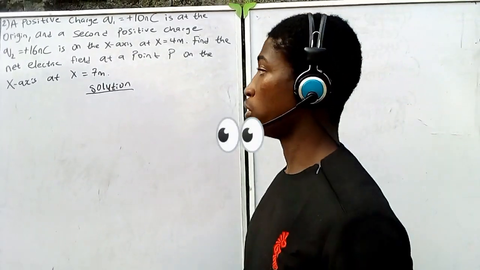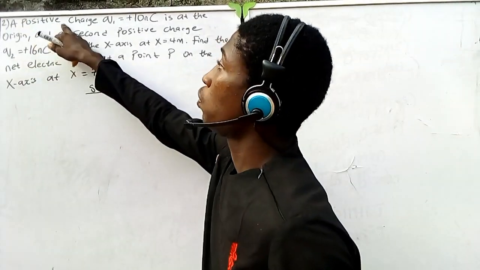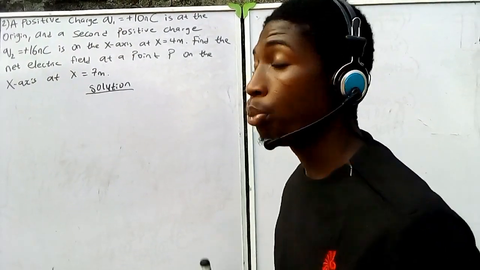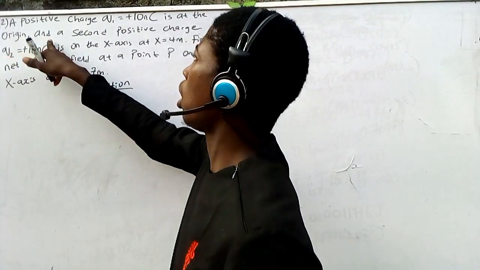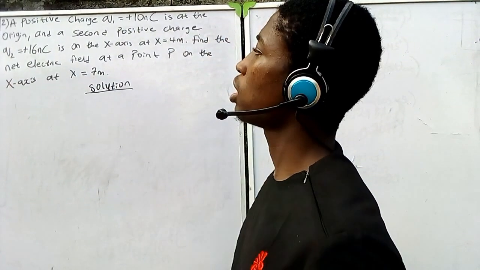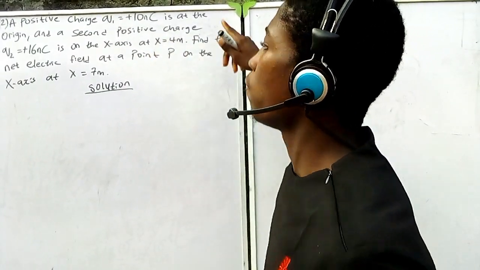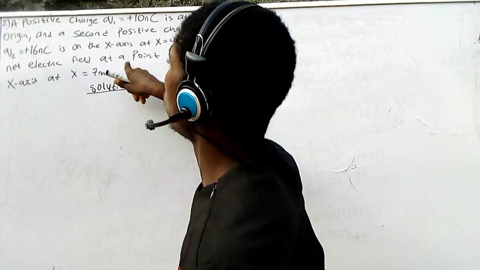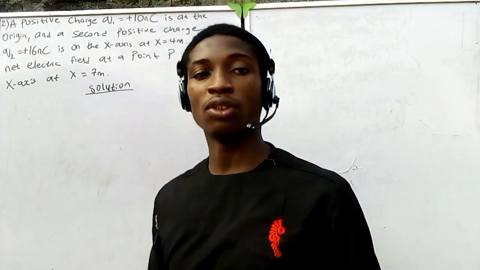Okay, for question 2 now, question 2 is very simple. It says a positive charge Q1 is equal to 10 nanocoulomb and is at the origin, okay? And a second positive charge Q2 is equal to positive 16 nanocoulomb is on the x-axis at x equals 4 meter. Find the net electric field at a point P on the x-axis at x equals 7 meter.